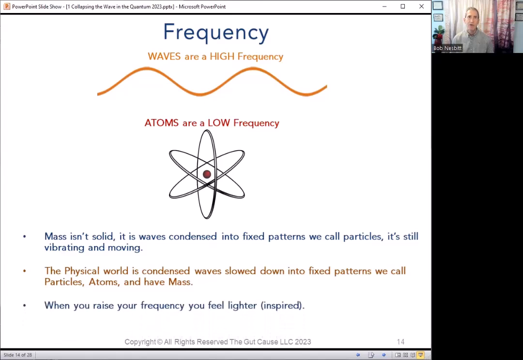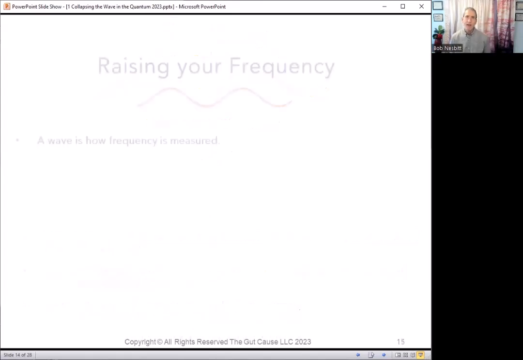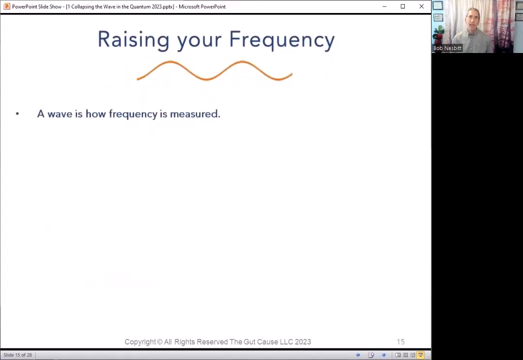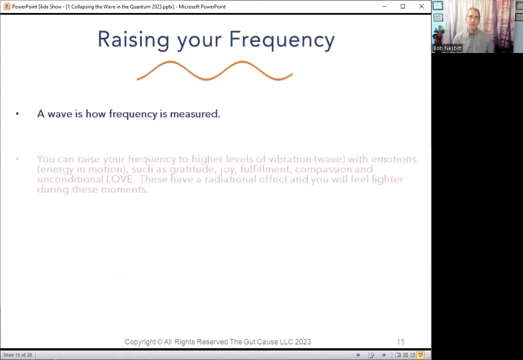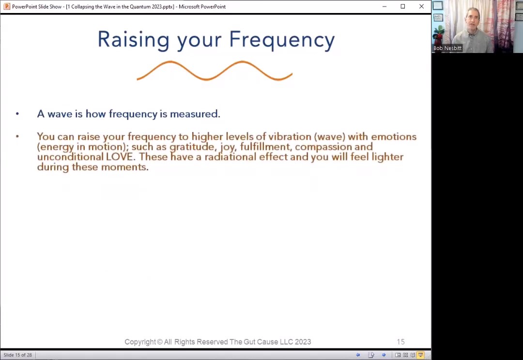Now, when you raise your frequency, as in this wave, you're lighter. So if you raise your frequency to be more as a wave, and the wave is how frequency is measured, as such, you can raise your frequency to higher levels of vibration using emotions, which is energy in motion. So using elevated emotions like gratitude, joy, fulfillment, compassion, and unconditional love, all these carry a high frequency. Now you'll feel lighter during these moments as those frequencies radiate out and they affect people and animals.